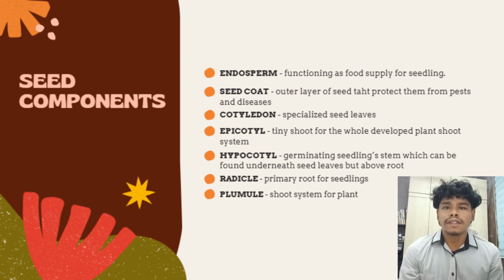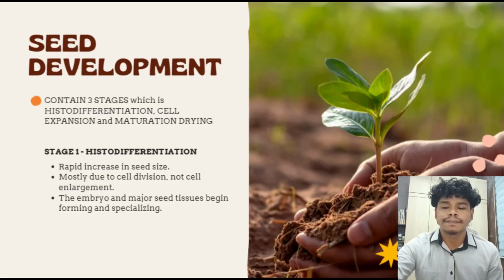And third is cotyledon, a specialized seed leaf. Number 4 is epicotyl, a tiny shoot for the whole developed plant shoot system. And then we have hypocotyl, the germinating seedling stem, which can be found underneath the seed leaf but above the roots. Then we have radicle, the primary root for seedlings. And lastly, we have plumule, the shoot system for the plant.